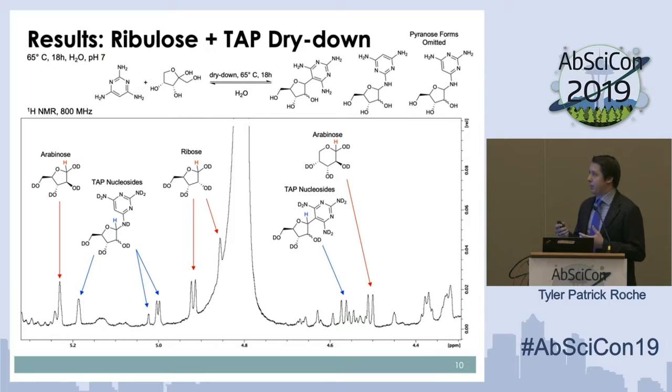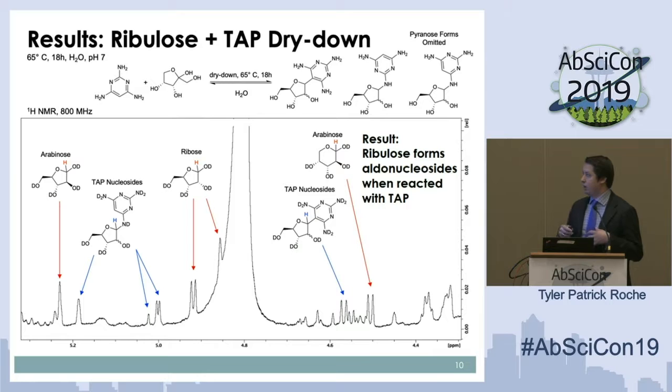The next experiment that I performed was one where I dried down ribulose with triaminopyrimidine, and I wanted to see if I could form different nucleosides, both arabinose and ribonucleosides. And so I performed this reaction. These are the possible linkages that could form with these nucleosides, and I've omitted the pyranose forms, but those could possibly exist as well. And after I performed this reaction, I looked at it via NMR, and I was able to identify peaks that not only corresponded to the isomerized sugars, ribose and arabinose here, another arabinose peak here, but I was also able to identify peaks that corresponded to nucleosides of TAP and these sugars. So the result here is that it's pretty clear that ribulose does form these aldonucleosides when it's reacted with triaminopyrimidine.